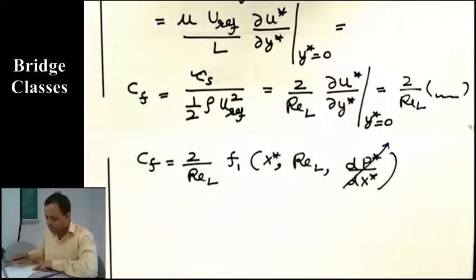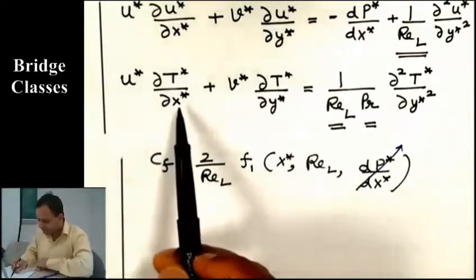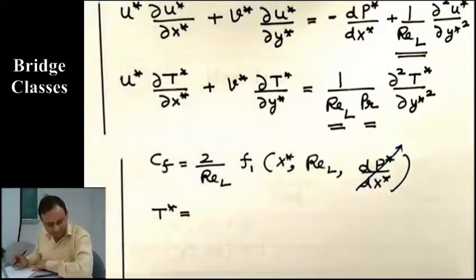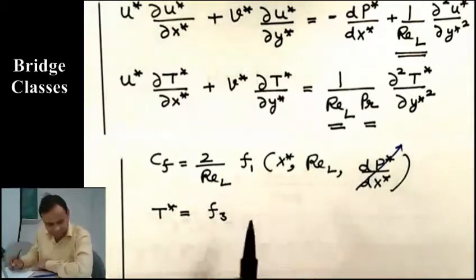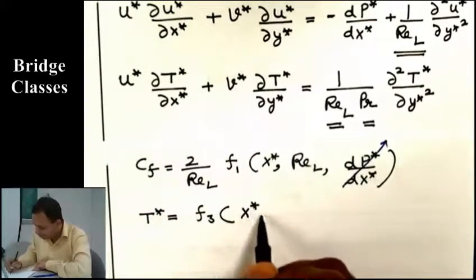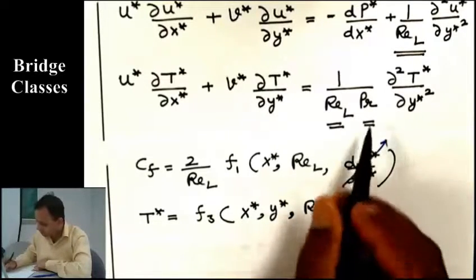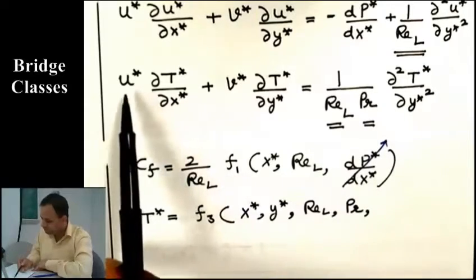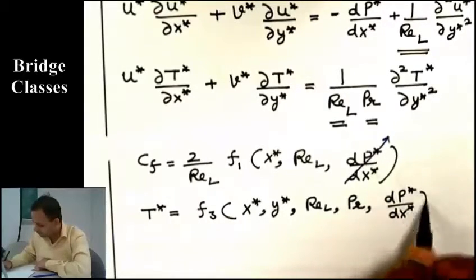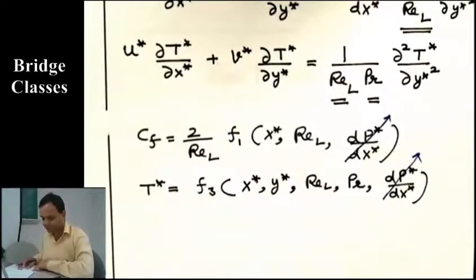Now, similarly, if you look at the energy equation, this is the energy equation that gives us T star. Based on this equation, you can write T star is some function, let us call this F3. It is some function of x star, y star, and you have Reynolds number in this. So Reynolds number, there is also Prandtl number, and you also have velocity in this, and velocity also depends on pressure gradient, so dp star over dx star. But this we are not going to consider. So T star is a function of this. You can write it like this.